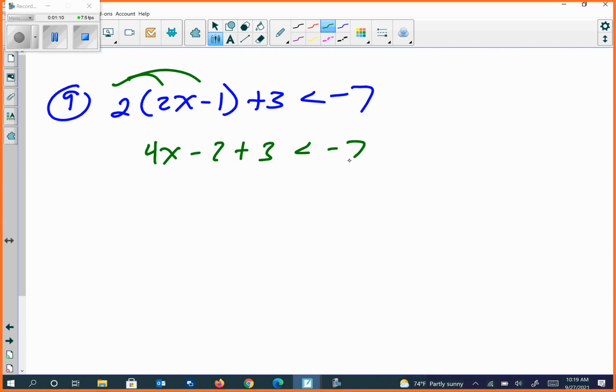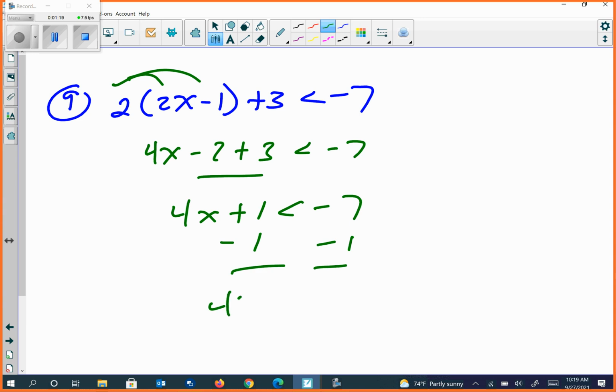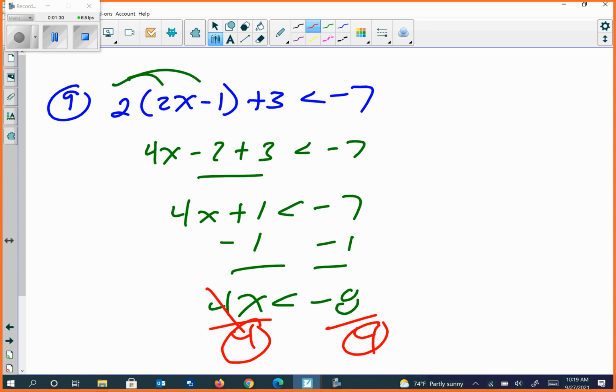Do you feel comfortable with that? Okay. These are like terms, so I'll go ahead and combine those. Subtract 1. I know I didn't talk through it, but do you feel okay about that? Yeah. Okay. Divide each side by 4. That's not negative, so the sign will not flip.